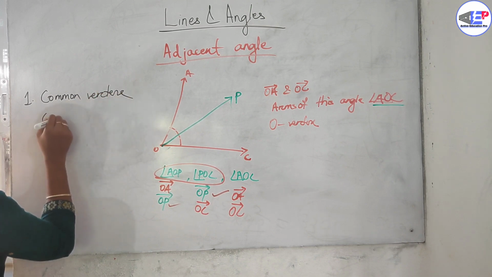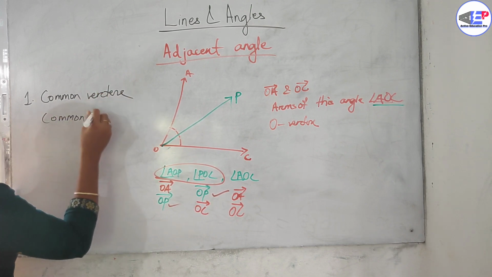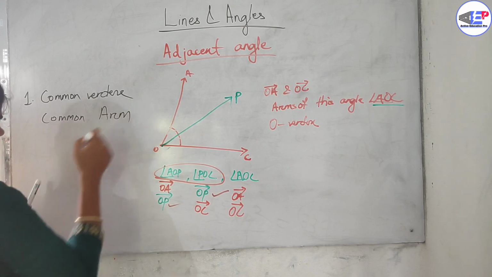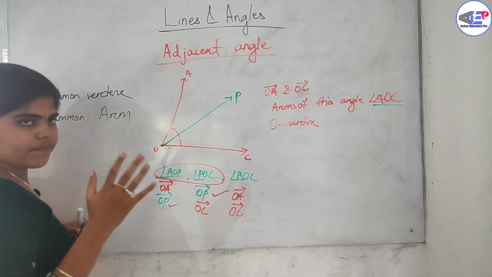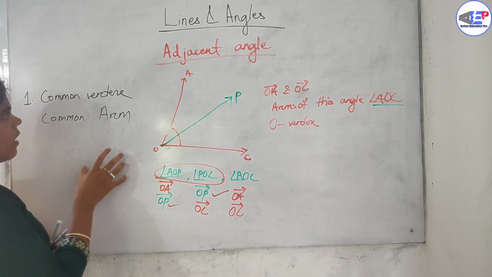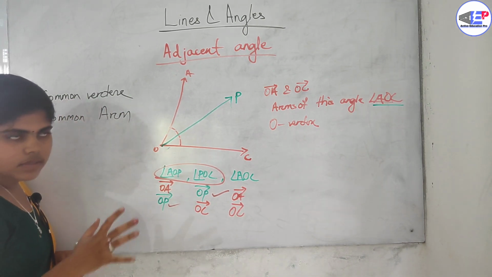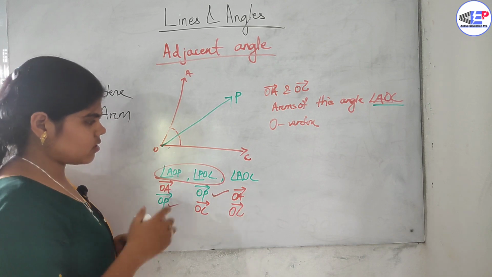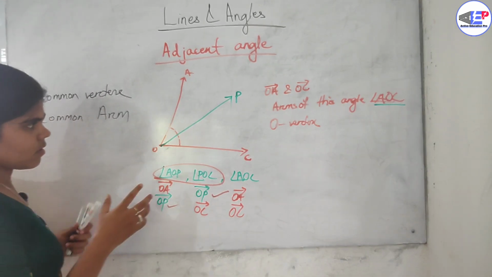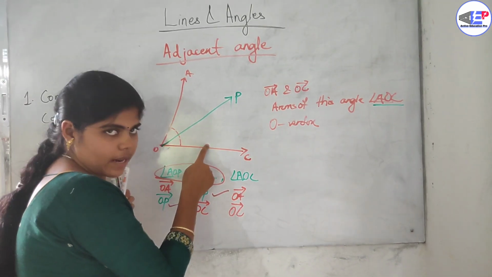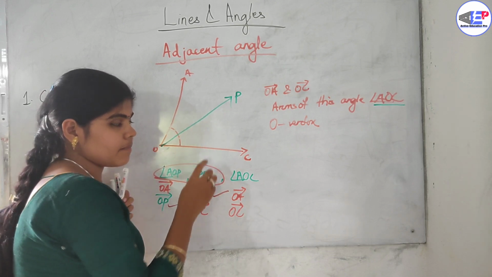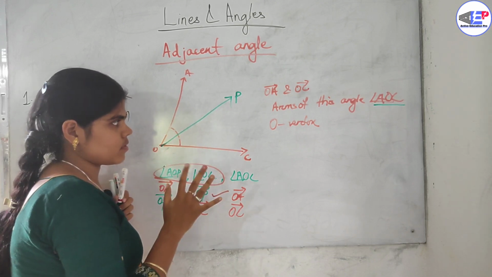Common vertex and then next common arm. An adjacent angle is a pair of angles where there are a common vertex and a common arm in these two angles. Then the next condition is the two non-common arms. To make this adjacent angle, minimum we require three arms.